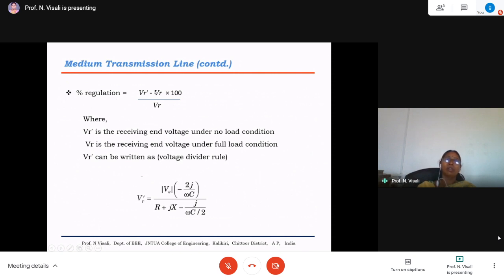But before that, the regulation is (VR dash minus VR) into 100, where VR dash is nothing but Vs minus 2j omega C by R plus.